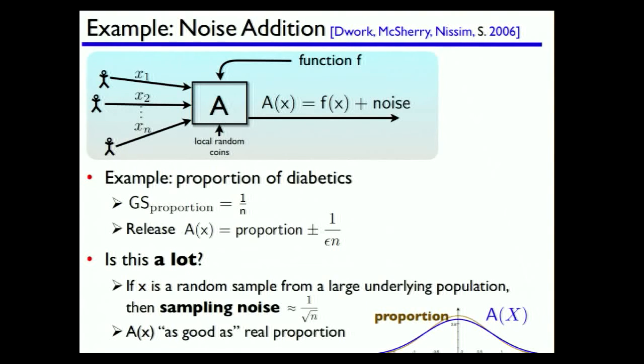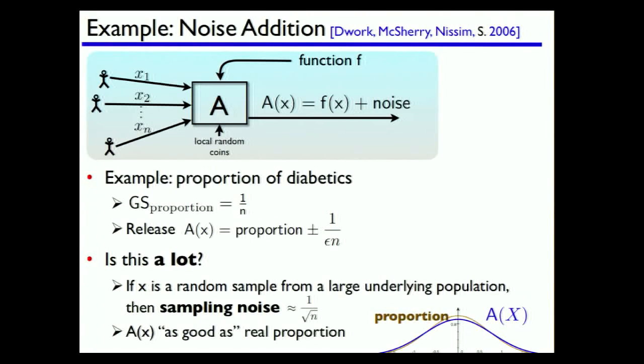So we're releasing this approximately, right? This is a random variable whose absolute value is about this big. You might ask, is this a lot of noise? Well, it does go to 0 with n, which is a good thing. But more precisely, if x is a random sample from some large underlying population, then the sampling noise, the fact that I'm not looking at the actual population but some sample from it, is going to be on the order of 1 over square root of n. So the error I get just from basic statistical considerations is on this order.